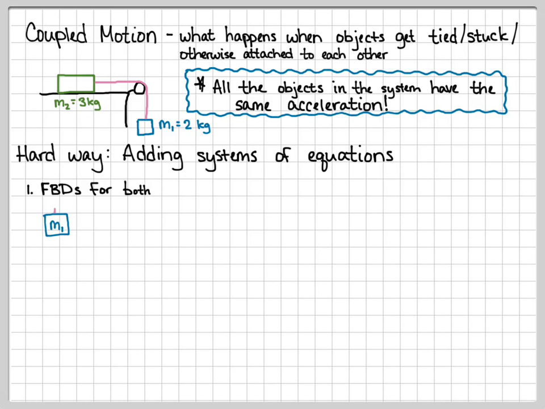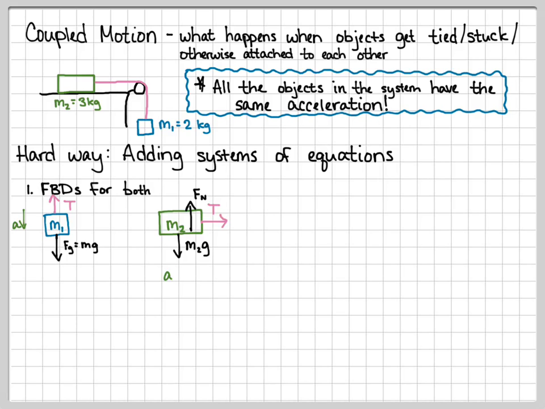So, I'm going to start with mass 1. There's a tension pulling up and the weight pulling down. Simple. There's only two forces acting on that one since it's hanging off the edge. For the green block, the cart, there's the weight and the normal force, so the force of the track pushing back up on it, and then there's also the tension in the string that's pulling it, in my picture, to the right.